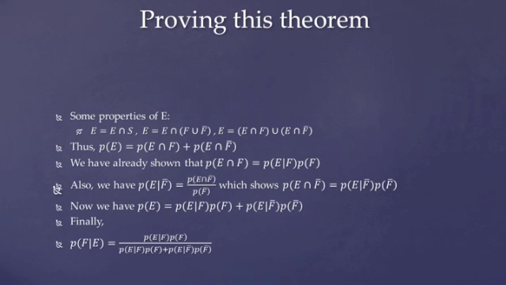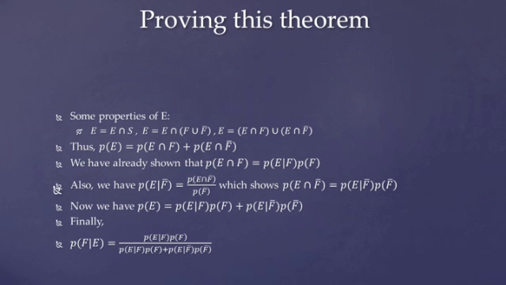Thus, the probability of E is equal to the probability of E and F plus the probability of E and not F. We have already shown that the probability of E and F is equal to the probability of E given F times the probability of F. Also, we've shown that the probability of E given not F is equal to the probability of E and not F divided by the probability of not F, which shows that the probability of E and not F is equal to the probability of E given not F times the probability of not F. Now we have the probability of E equaling the probability of E given F times the probability of F plus the probability of E given not F times the probability of not F.